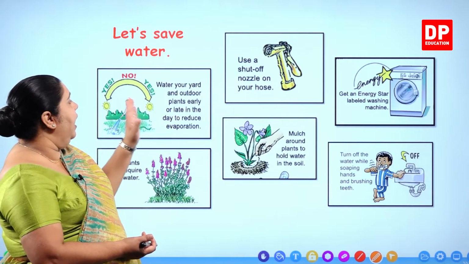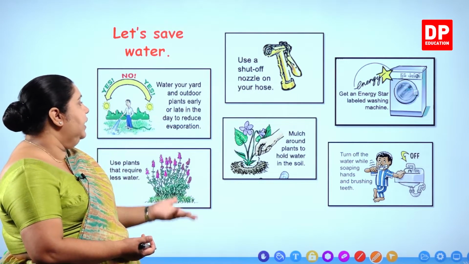Water your yard and outdoor plants early or late.